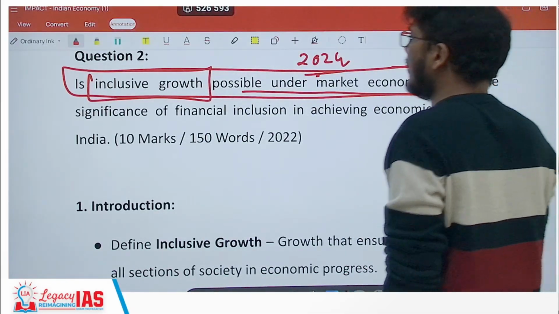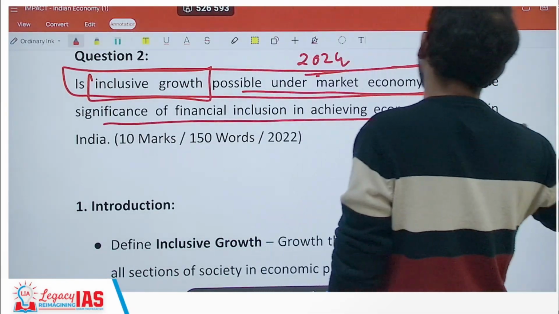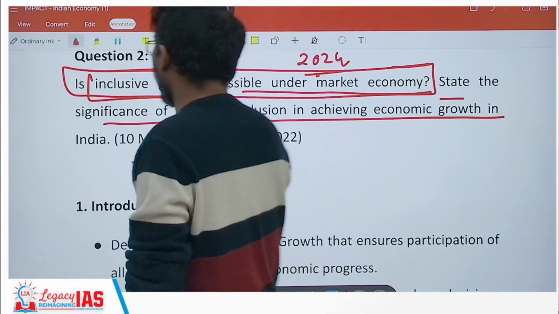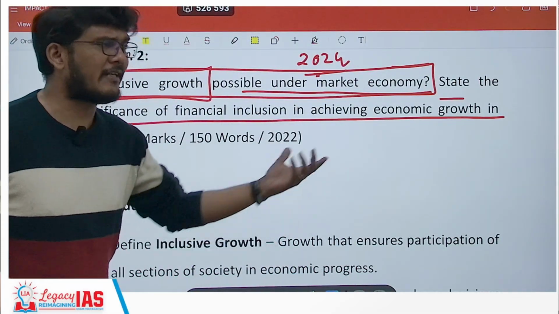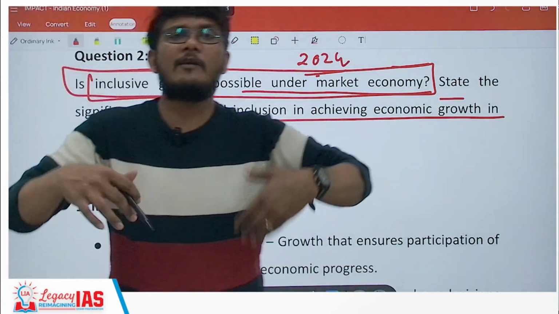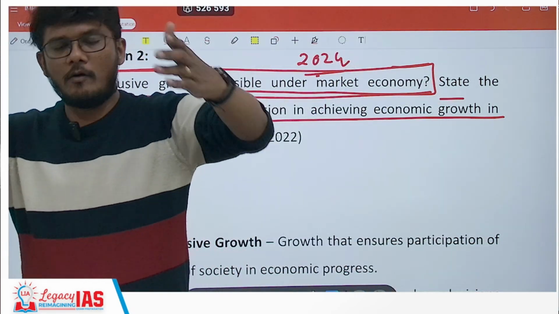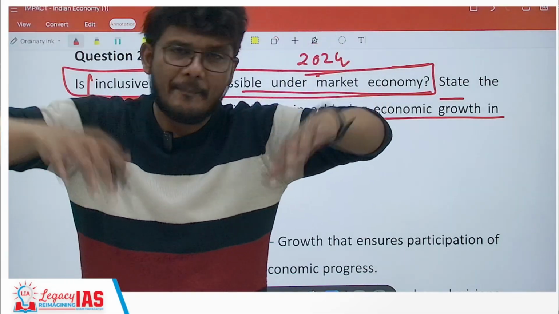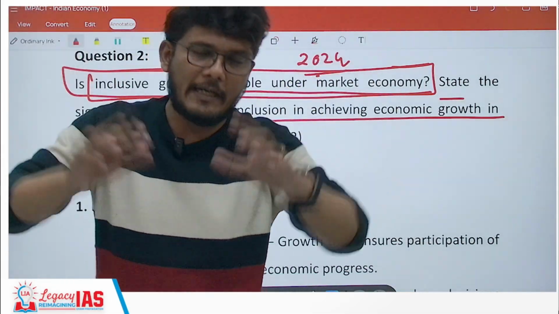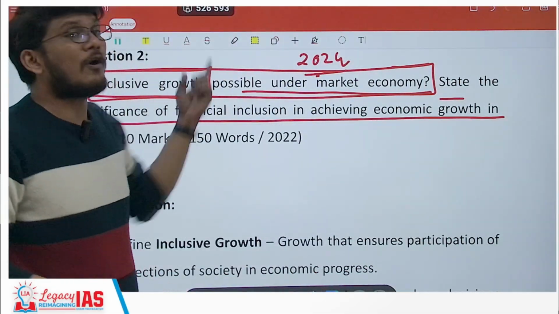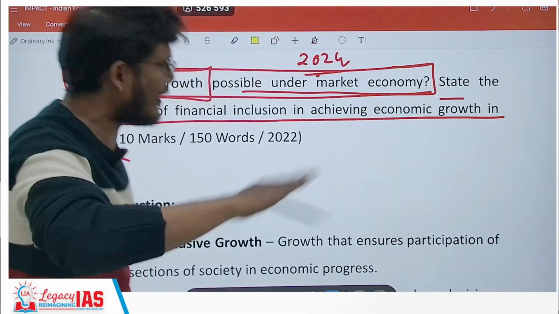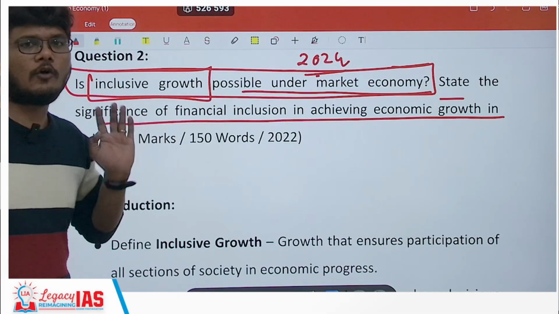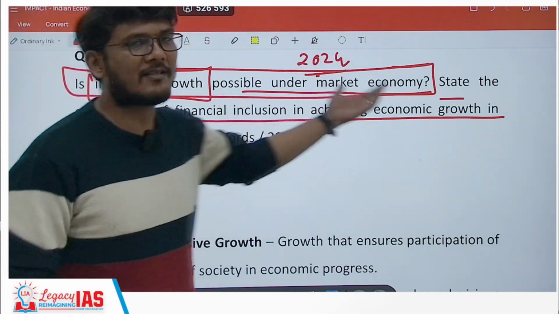Then state the significance of financial inclusion in achieving economic growth in India. By the look of it, it is very simple. You can say that more people will be included financially, more capital formation, more labor force participation, more money in the market, more investment, more of everything will happen. So logically, it has to lead to the growth in India, definitely. So we'll discuss that in detail.